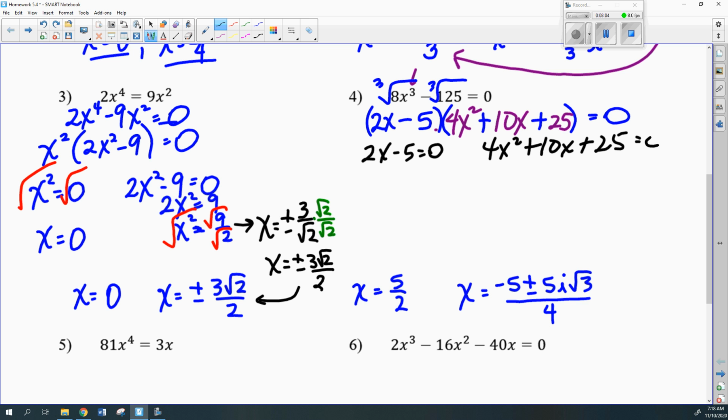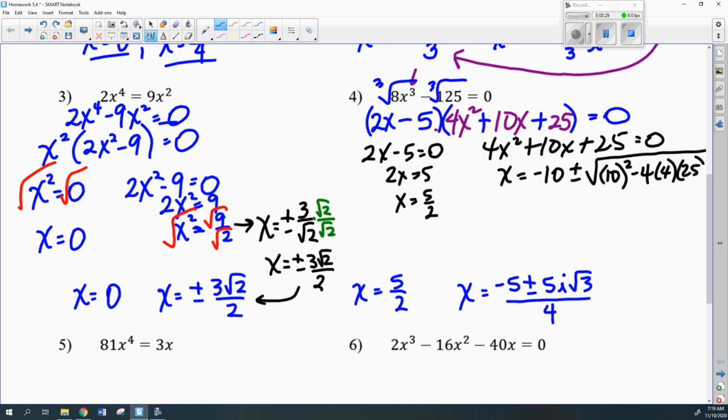Okay, and then in this one, we're going to add 5 and divide by 2, and that one's done. But for the other one, you're going to have to use the quadratic formula. You absolutely have to. So we have x equals negative of the b value plus and minus the square root of the b value squared minus 4 times the a value times the c value all over 2 times the a value.